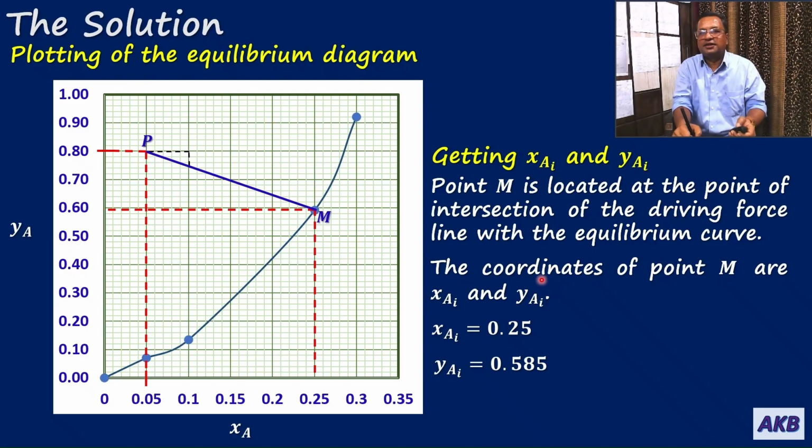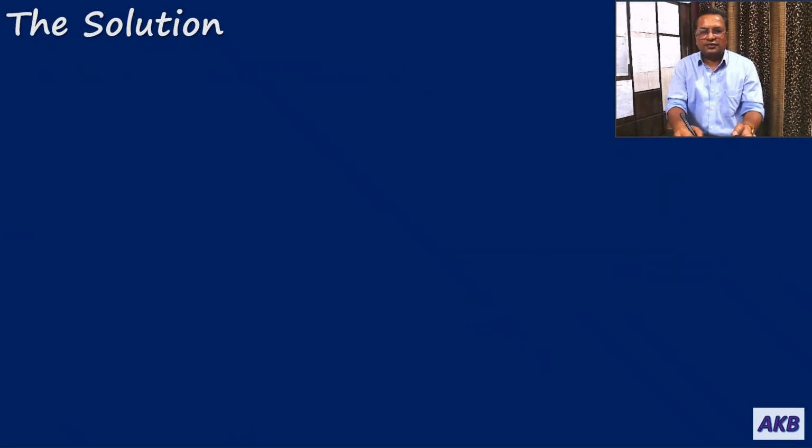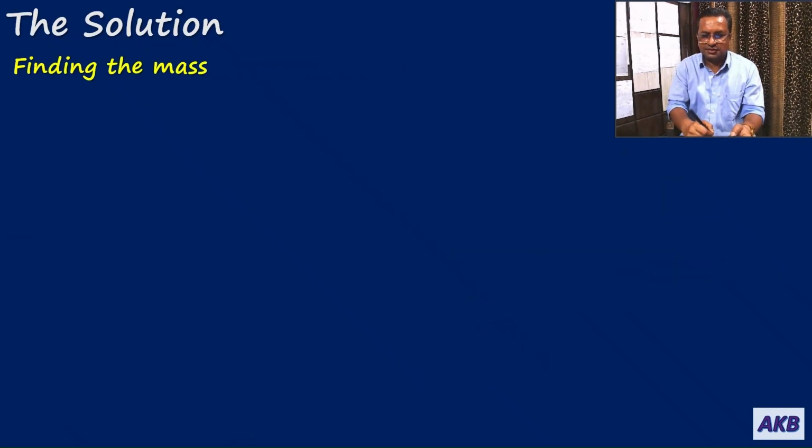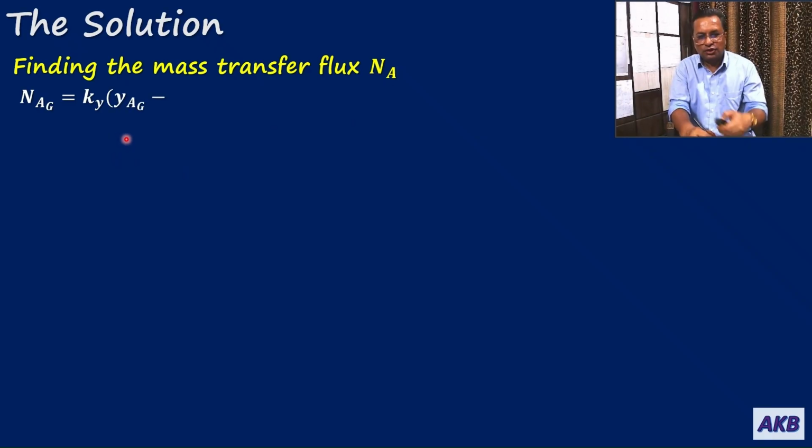Now let us get the mass transfer flux. I hope the step is clear to you. If you have any doubts, please mention them in the comment section. After getting the interfacial concentrations, now let us get the mass transfer flux, that is NA. And for that, we will use equations for both the phases.